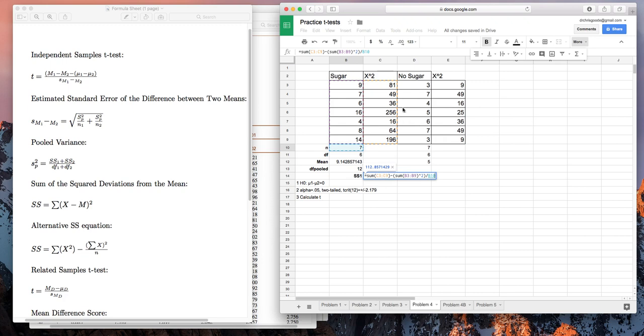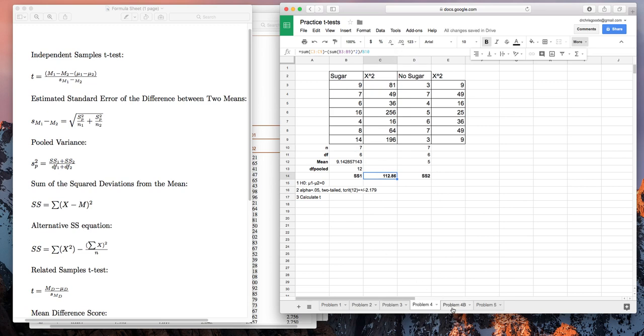Sum C3 to C9 is the sum of the squared scores. That's this part. And then we subtract first this summed, then this squared, then divide it by 10. All right, so it's going to do this parentheses and then the exponent, and then divide by B10. We get 112 and some change. Let's round that to 2 decimals there.